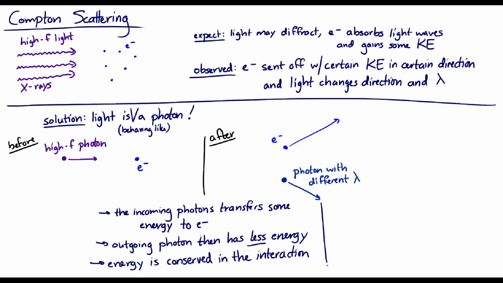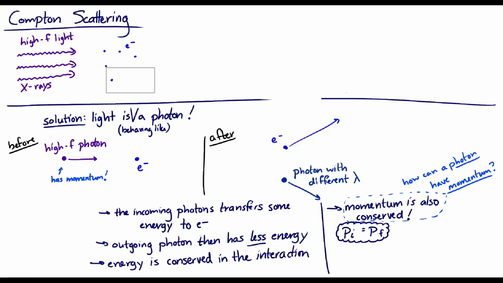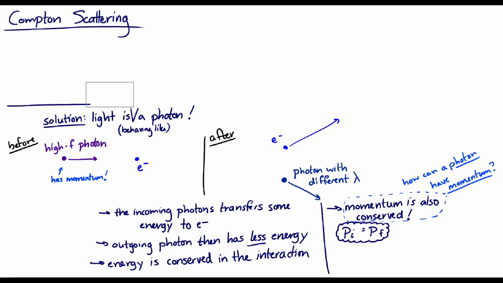What's strange, however, is that momentum is also conserved in this interaction. So the incoming photon carries some momentum, and after the interaction, the momentum of the system is still the same. Now that's weird, because a photon, how can it have momentum? A photon does not have mass, so what is its momentum? Usually we calculate momentum as m times v. Well, what's the momentum of something with no mass?